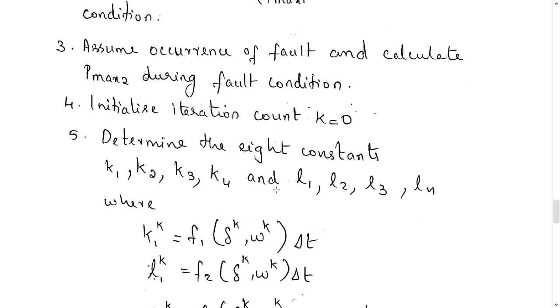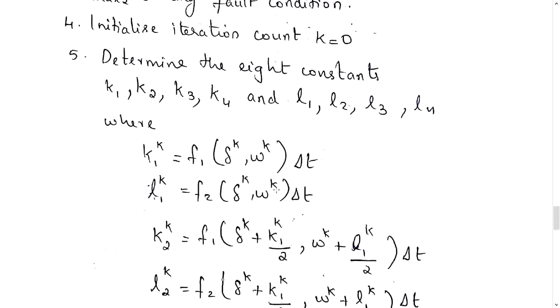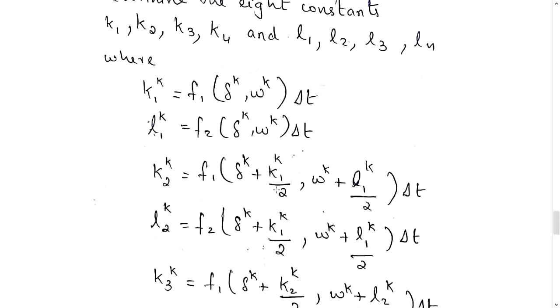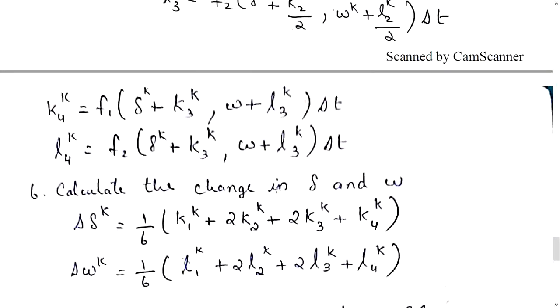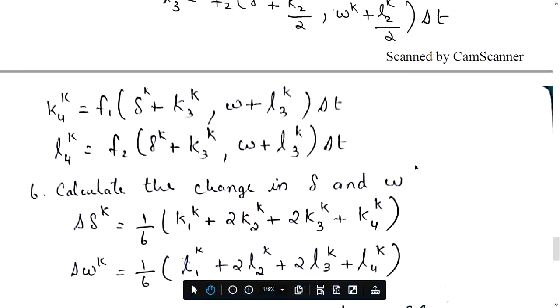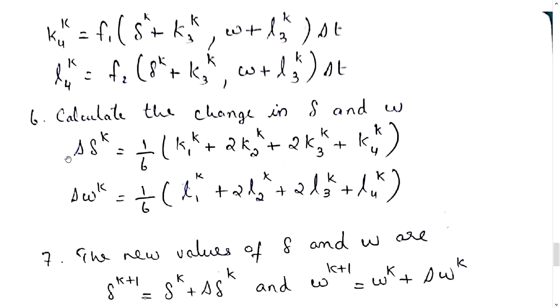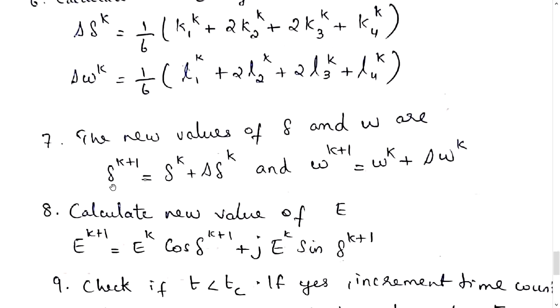That is the procedure for the Runge-Kutta method. I'm not going into the details. We have to find 8 constants while we solve a problem using the Runge-Kutta method. These are the constants, and these are the equations for finding these constants. So after getting the value of the constants, we will find the change in delta and omega. That is, delta of k is equal to this, which is also an equation used in the Runge-Kutta method. This is how we calculate the change in delta and omega. Now after getting the change in the values of delta and omega, we can find the new values of delta and omega after that interval, that is delta of k plus 1 and omega of k plus 1.